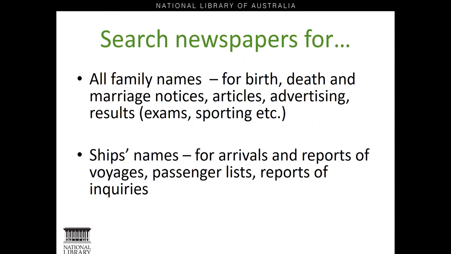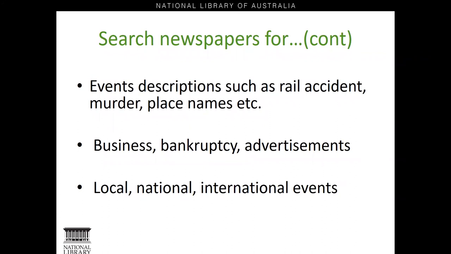Sometimes with family history, you really need to think about the broader context of an ancestor's life, what was happening around them in the press. So you could search for event descriptions, rail accidents, murders, place names, businesses, bankruptcies, advertisements.